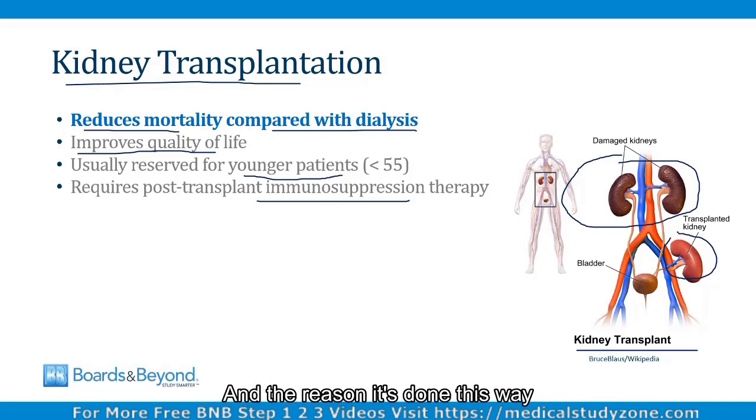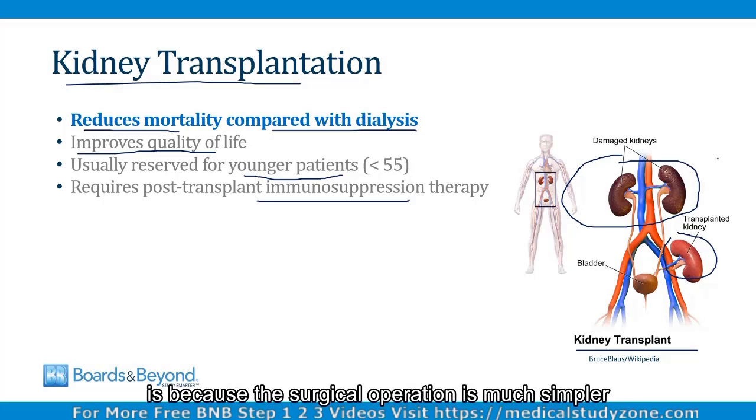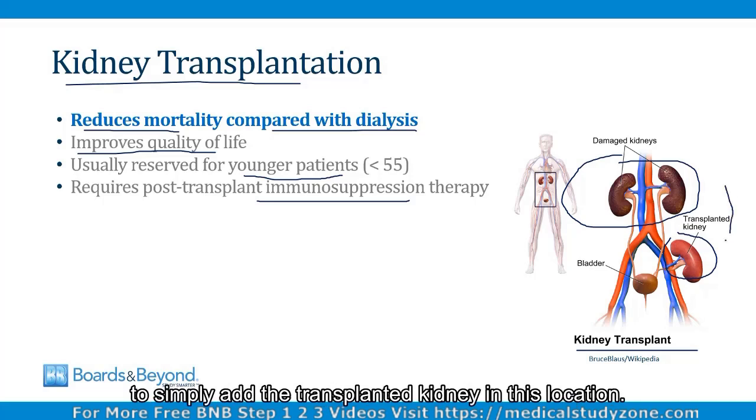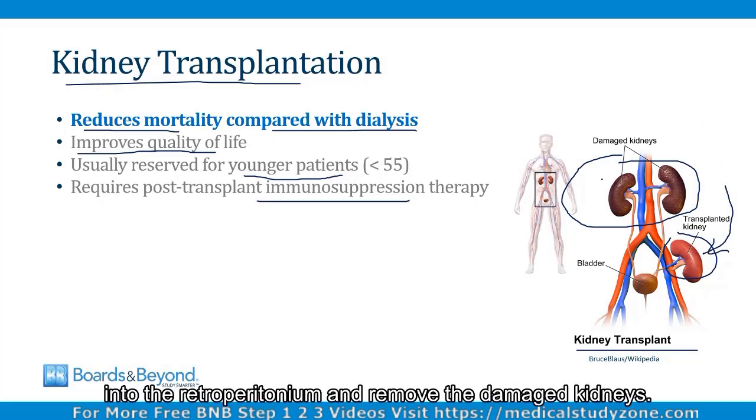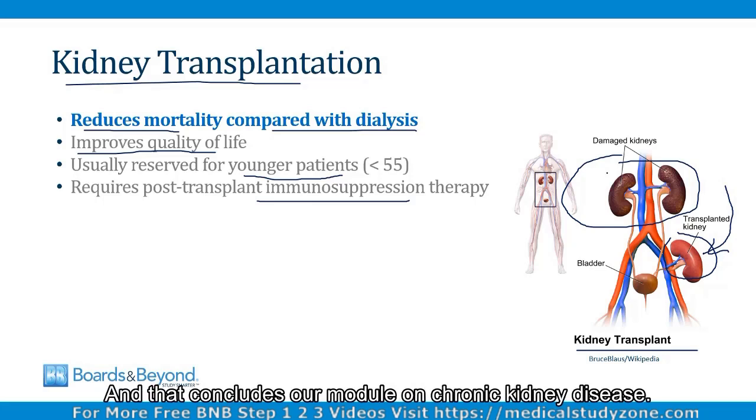And the reason it's done this way is because the surgical operation is much simpler to simply add the transplanted kidney in this location. It would be much more complex in order to dissect into the retroperitoneum and remove the damaged kidneys. And that concludes our module on chronic kidney disease.